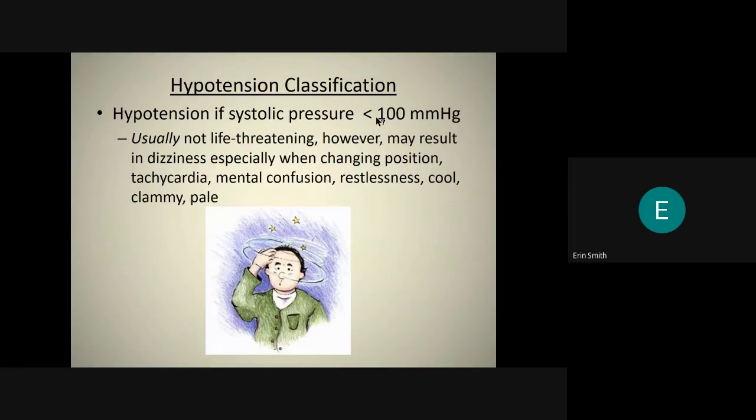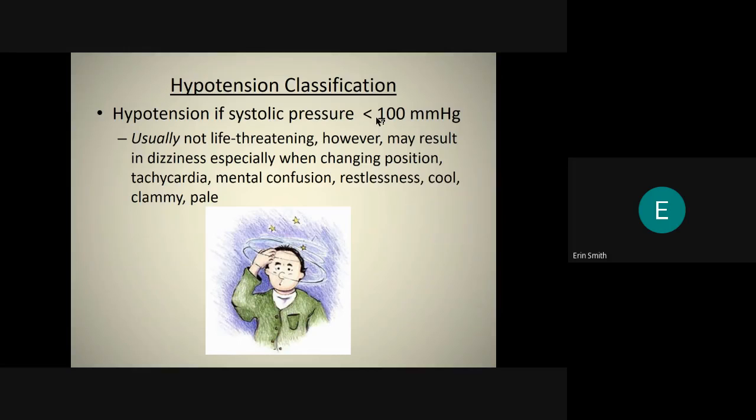Hypotension is anytime your systolic pressure goes below 100 millimeters of mercury. So it's usually not a life-threatening issue. It can result in dizziness, especially when patients change position. It can also cause tachycardia. Do you remember what tachycardia is?